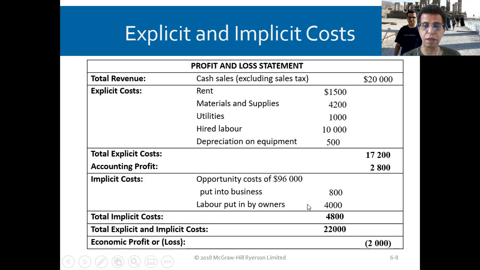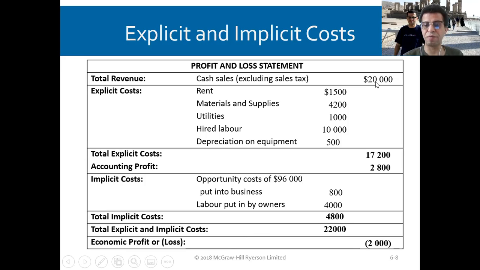And we said earlier that if you're an owner of the company and you work there and you don't take a salary, that's part of the implicit cost. So the total implicit cost is $4,800 plus the explicit cost, which is 1,720.